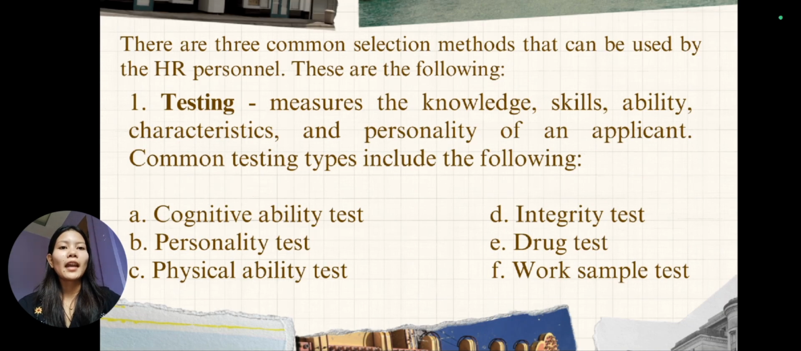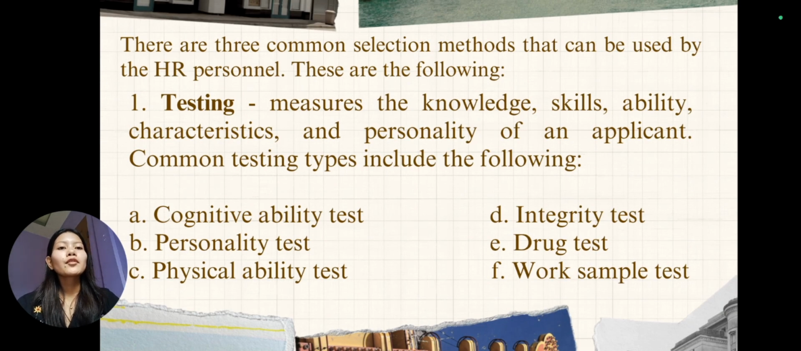So next is testing. So there are 3 common selection methods that can be used by the HR personnel. So first is testing. Testing measures the knowledge, skills, ability, characteristics, and personality of an applicant. So, sa testing, it checks what the applicant knows and how capable they are. O hatagan nila og exam para mahibalaan kung unsay kahibalo sa applicant. So, common testing types include the following.